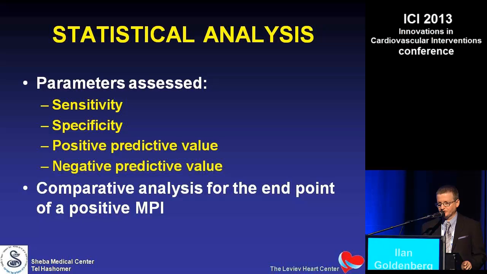The parameters that were assessed and compared between heart rate variability and conventional exercise stress testing included sensitivity, specificity, and positive and negative predictive values, with comparative analysis between EST and the HRV for the endpoint of a positive MPI.